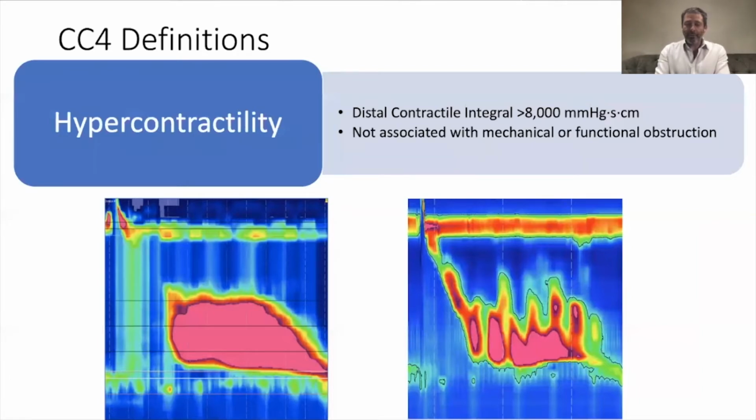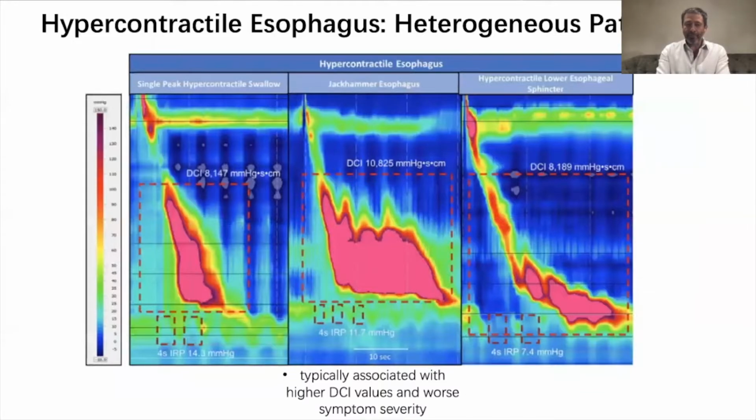The current definition again requires a DCI of over 8,000, and it should not be associated with any mechanical or functional obstruction. This can include the lower esophageal sphincter, as you can see here on the right, or it might not include the lower esophageal sphincter and only include the esophageal body. This can be single-peaked or multi-peaked, or jackhammer esophagus. It is this multi-peaked jackhammer esophagus that is typically associated with the highest DCI values and the most symptoms.